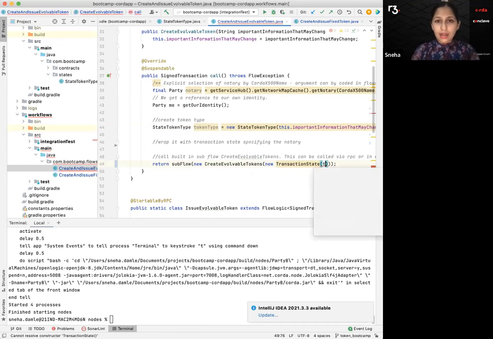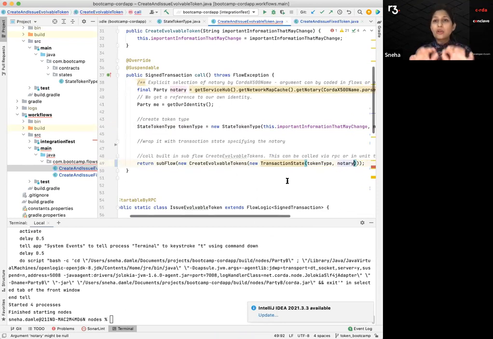So let's wrap this up in a transaction state, and let's pass in what notary to use. Okay, so that's really it.